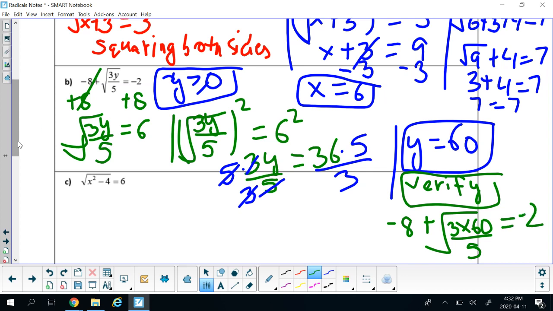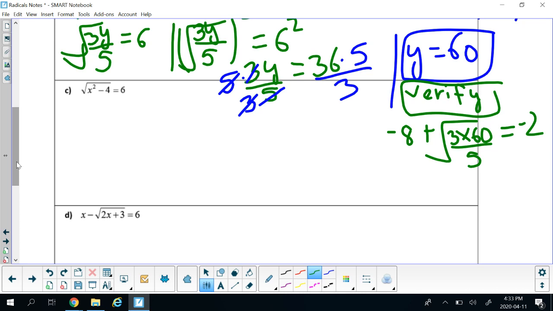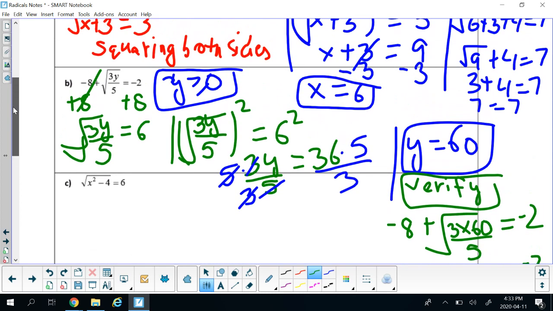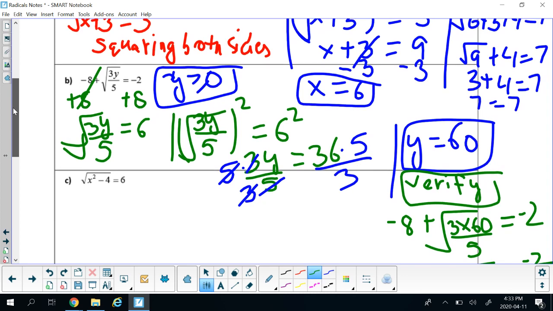Let's simplify our left side. So 60 times 3 divided by 5 is 36. And square root of 36 is 6. So left side is negative 2. And right side is also negative 2. So left side is equal to right side. So it means that y equal to 60 is a solution.